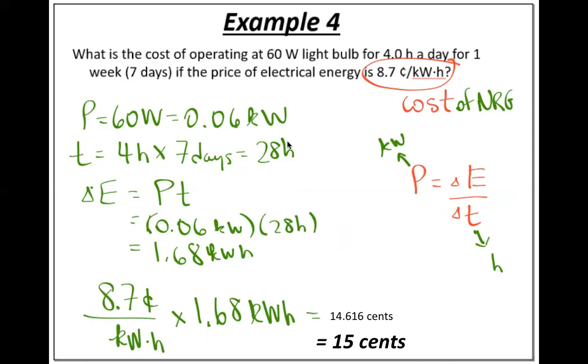I decided, you didn't have to do it this way, but since the price per unit of electricity was the kilowatt hours, I decided to turn the power into kilowatts and the time into hours. You could have also figured out what 1 kilowatt hour is in watt seconds. So how many cents is it for 1 watt second? So you could have done it that way as well. But I chose this way, and then I do 8.7 cents for every kilowatt hour, and I have 1.68 of those. So multiplying those together, we get 15 cents.